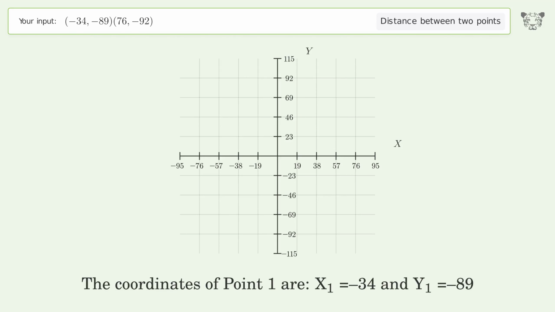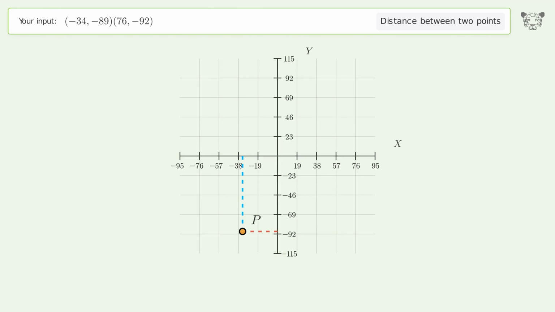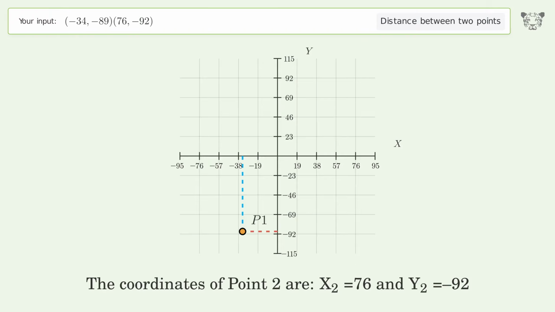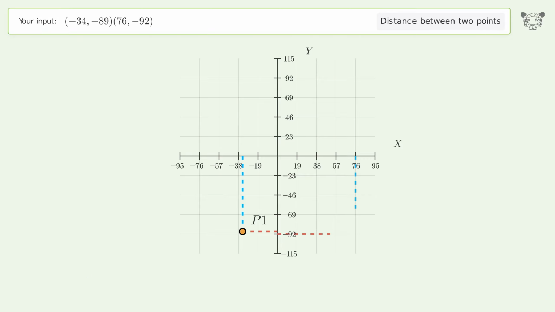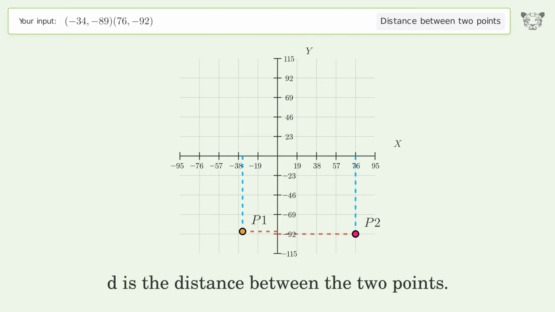The coordinates of point 1 are x1 equals -34 and y1 equals -89. The coordinates of point 2 are x2 equals 76 and y2 equals -92. D is the distance between the 2 points.